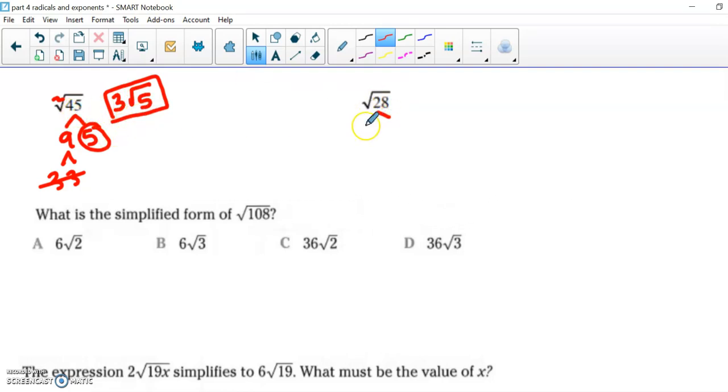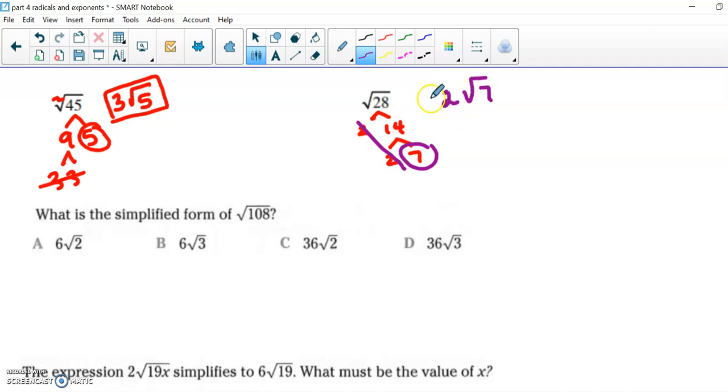Let's try 28. It's an even number, so a lot of times I just start with 2. 14's even, so I'm going to use 2 again. And 7's prime, so it looks like we're done. We're looking for pairs, so it looks like I have a pair of 2's. Every pair you bring one number outside. Everything left over goes back inside the radical. Again, I don't reuse the 14 because I broke that down.